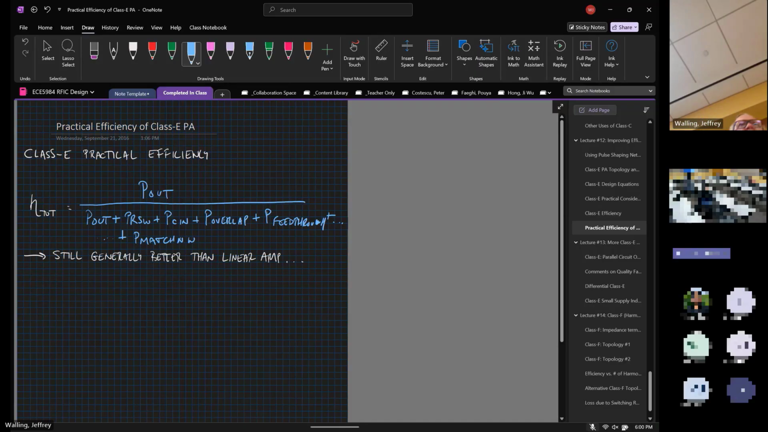Any questions? All right, so this paper, the one that I highlighted for Class E, they call this a series Class E. There's an additional type of Class E they call a parallel Class E, and it really just changes a few fundamentals of the design.